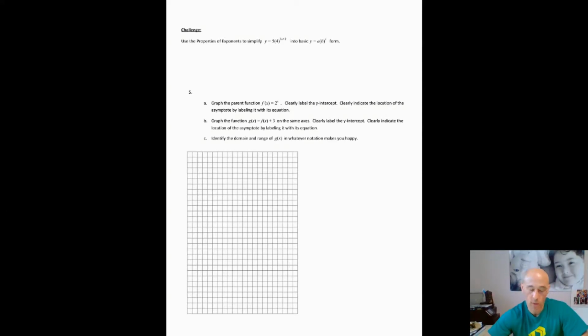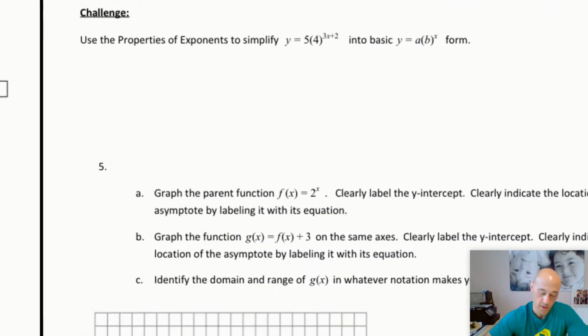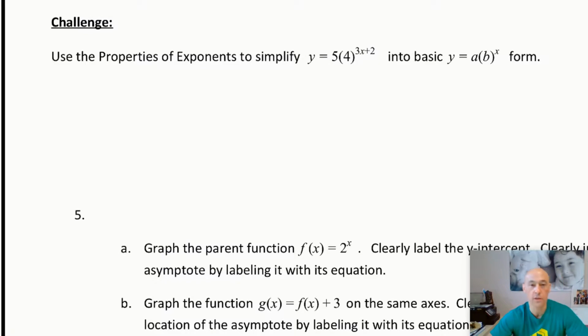All right, so here we are. We're going to do the second page on this review for AMC, exponential functions. This problem says to use the properties of exponents to simplify y equals 5 times 4 to the 3x plus 2 into basic y equals a times b to the x form. So we're going to have to remember those properties of exponents here.